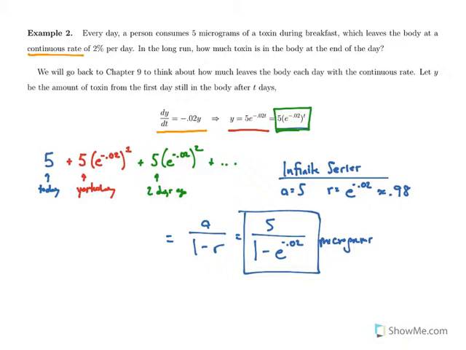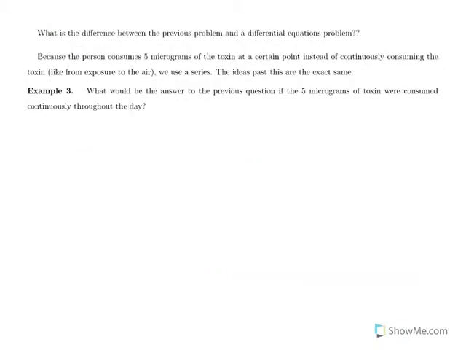Now that we're thinking about differential equations, it's worth thinking about what is the difference between the previous problem and a differential equations problem like we did in the previous chapter. And there is a specific difference, and that is because the person consumes 5 micrograms of the toxin at a certain point, instead of continuously consuming the toxin, like from exposure to the air, we use a series. This is the idea of discrete versus continuous.